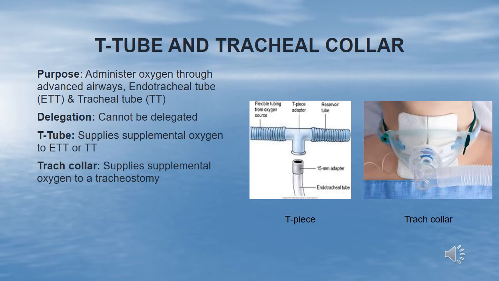The flow rate is set at 10 liters per minute. The nurse should monitor to ensure the tubing does not pull on the tube, as this may put undue pressure on the mucosa or dislodge the tube.